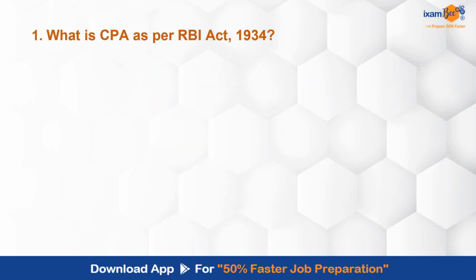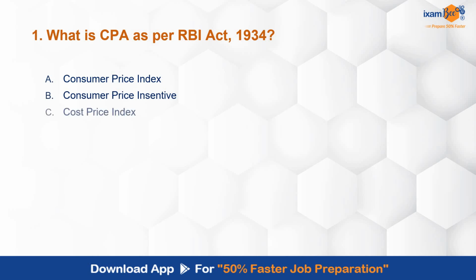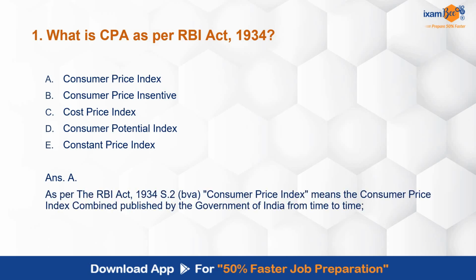What is CPA as per RBI Act 1934? Consumer Price Index, Consumer Price Incentive, Cost Price Index, Consumer Potential Index, Constant Price Index. Correct answer is A. Consumer Price Index. As per RBI Act 1934, Section 2 BVA talks about Consumer Price Index, which means Consumer Price Index combined, published by the Government of India from time to time. ऐसे काइंड ऑफ फुल फॉर्म से आपको हमेशा अवेयर रहना चाहिए क्योंकि इसमें कंफ्यूजन हो सकता है.